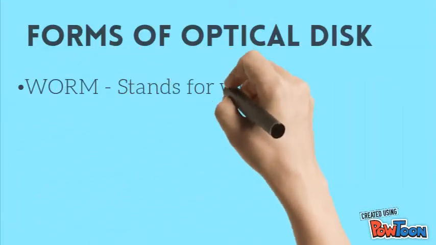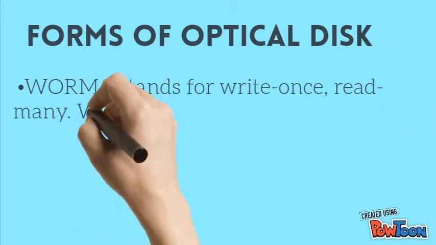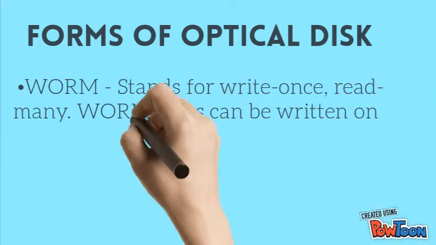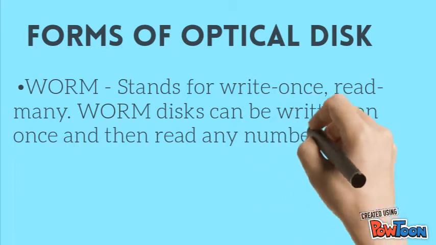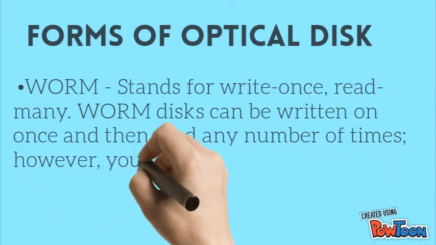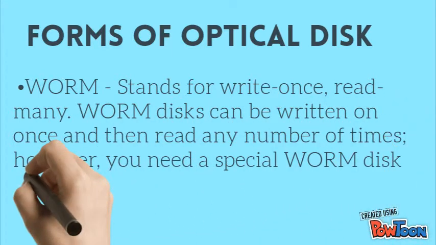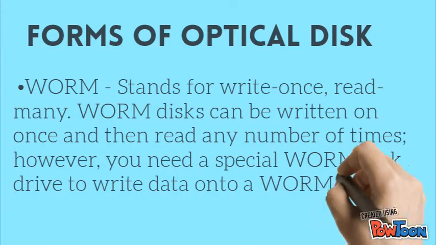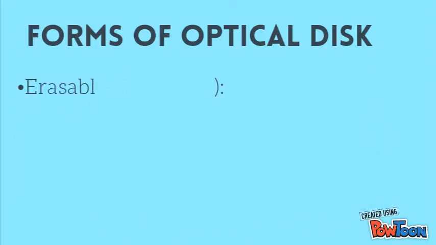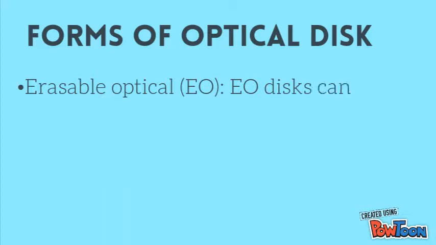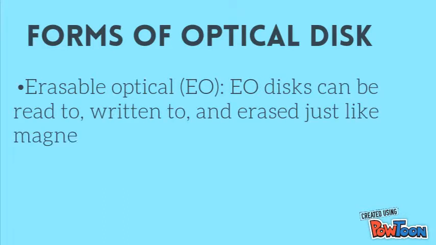WORM stands for write once, read many. WORM disks can be written on once and then read any number of times. However, you need a special WORM disk drive to write data onto a WORM disk. Erasable optical (EO): EO disks can be read to, written to, and erased just like magnetic disks.